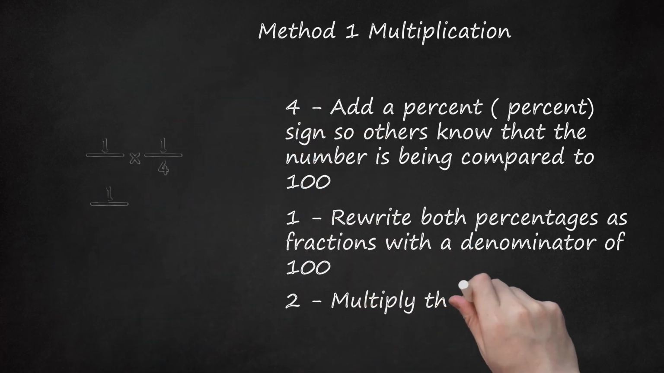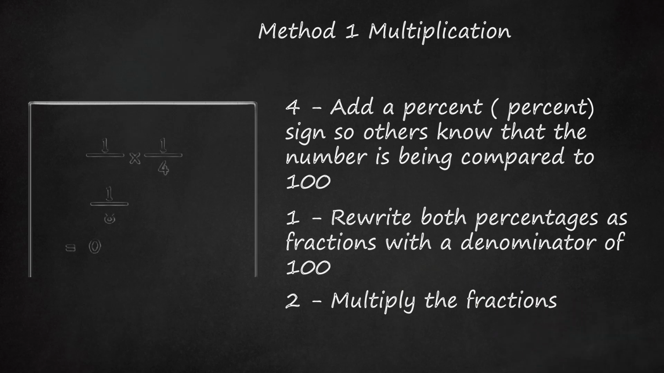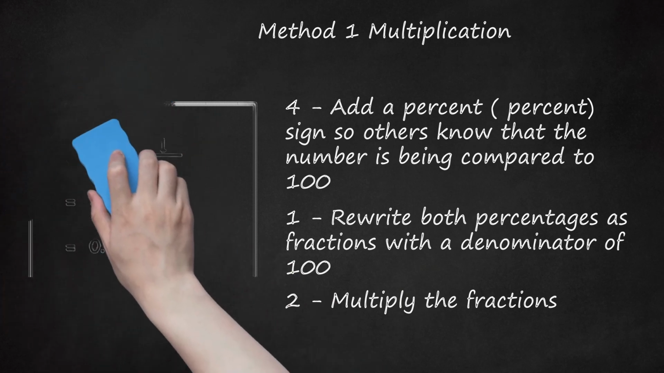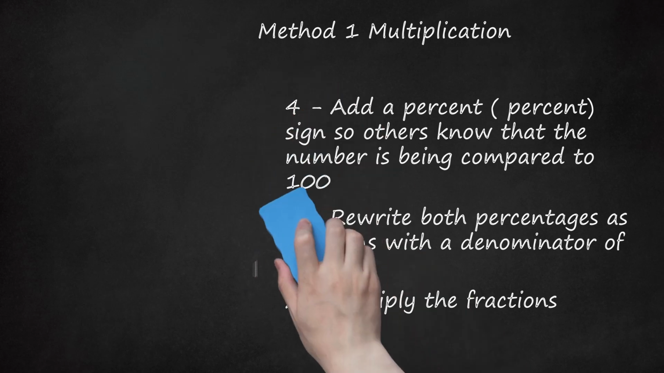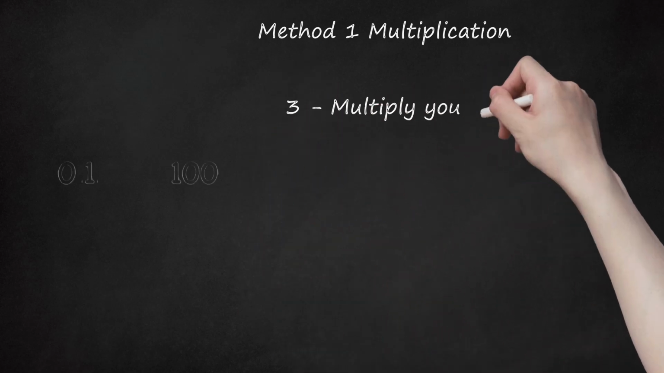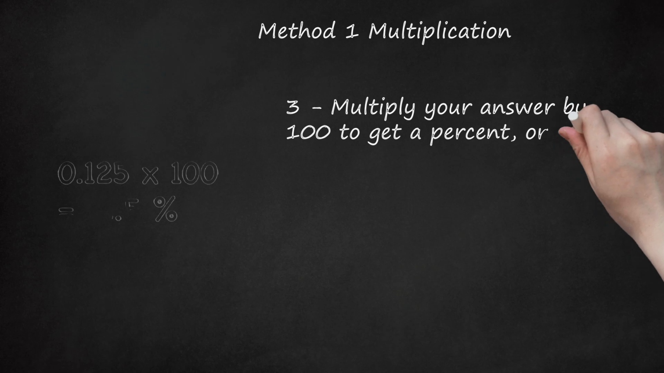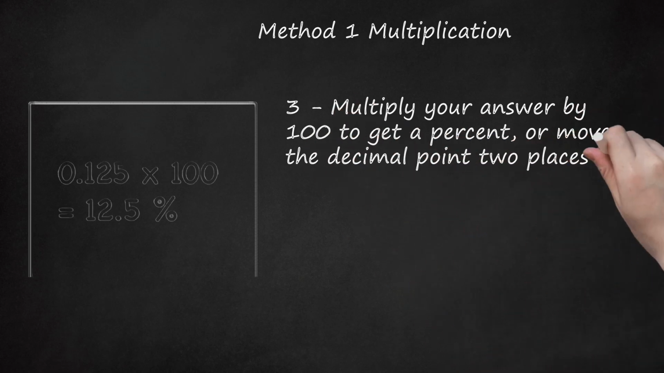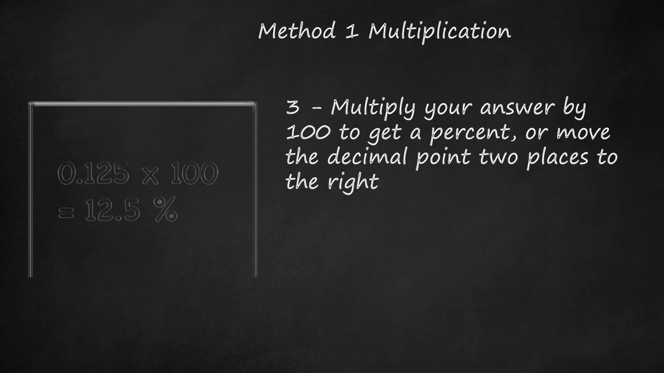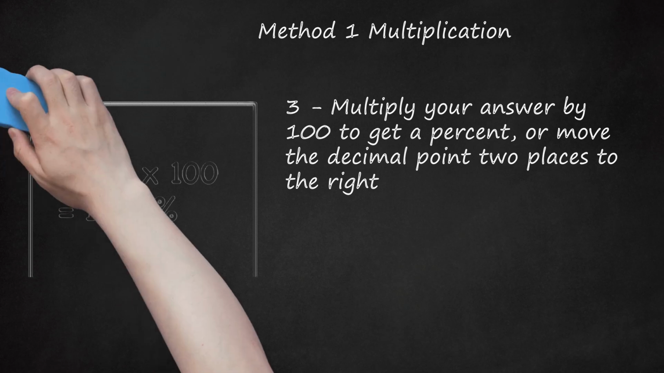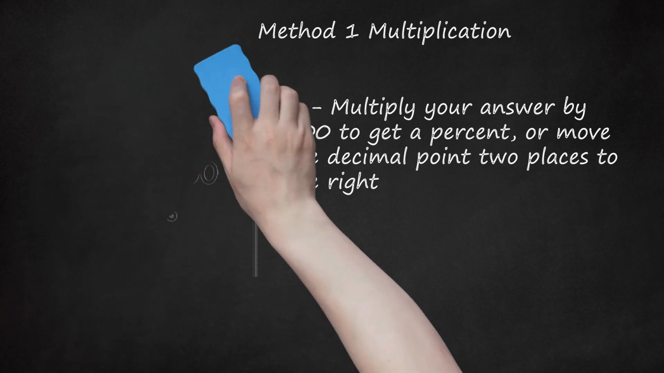2. Multiply the fractions. Remember that when multiplying fractions, the denominators do not have to be the same. You will multiply the numerators and denominators. In the example above, 1/2 x 1/4 would equal 1/8, or 0.125. 3. Multiply your answer by 100 to get a percent, or move the decimal point 2 places to the right. In the example above, your percentage value would be 12.5%, since 0.125 times 100 equals 12.5%.